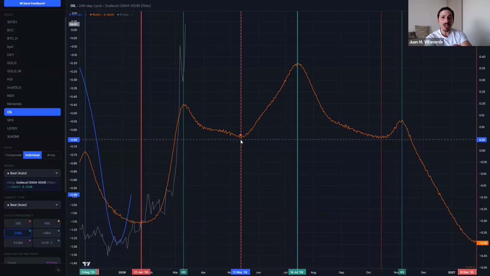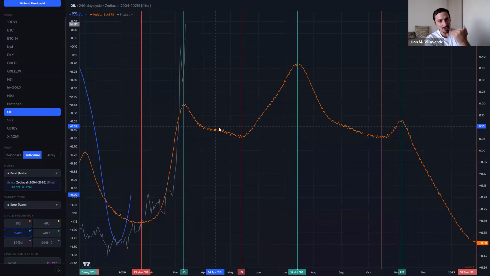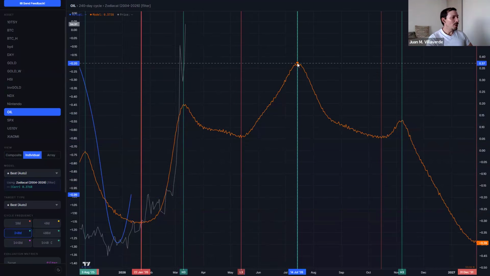And so after this lull ends, which I think it has ended already, oil is supposed to go up again, not as aggressively, but it's probably going to start climbing higher again as we head into a high sometime in July.